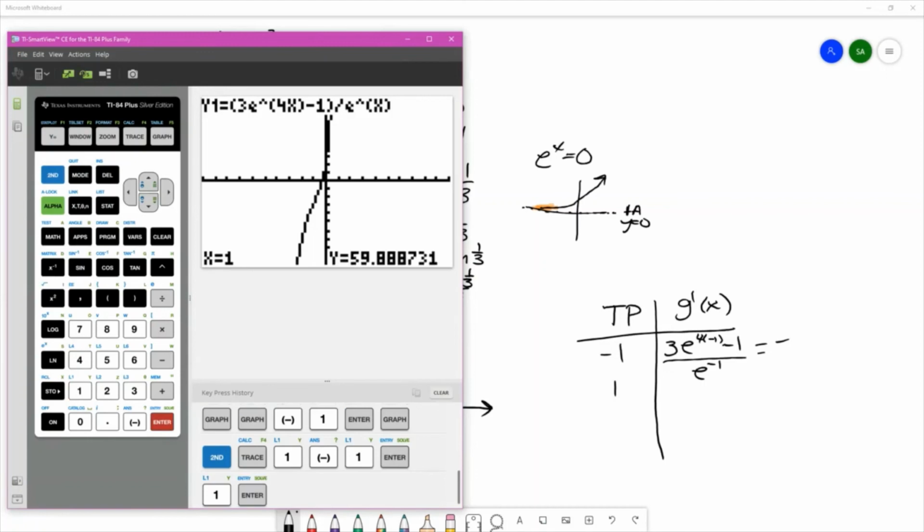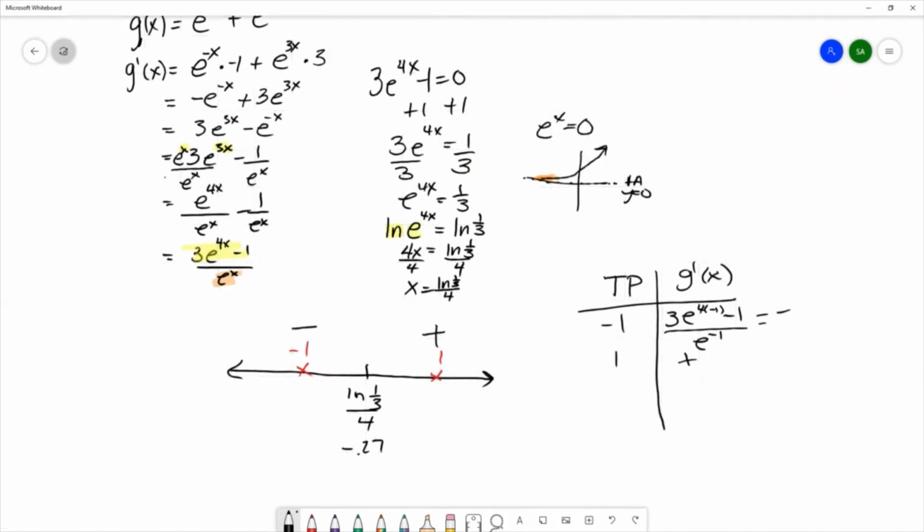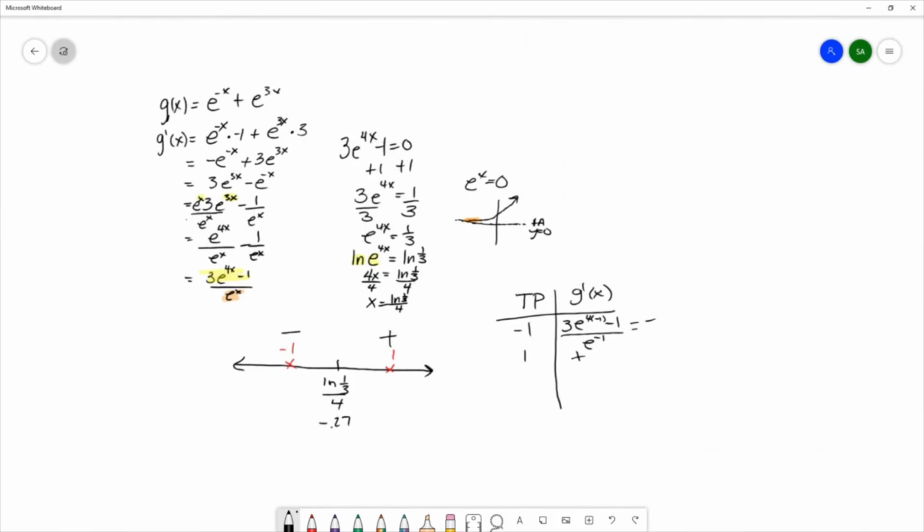gives me a positive. So that means that our function is decreasing to the left of our critical number and increasing to the right of our critical number. So we are increasing from natural log of 1/3 over 4 to infinity and decreasing from negative infinity to natural log of 1/3 over 4.